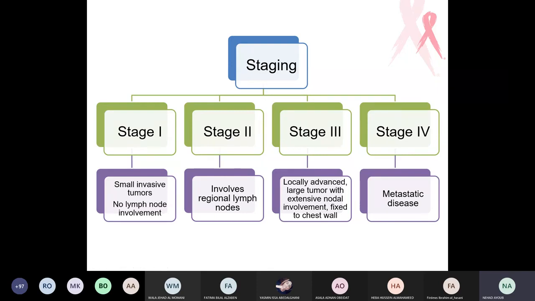To treat a patient, or to come up with a pharmaceutical care plan for a patient with breast cancer, we must know the TNM stage. We must know whether this is in situ or invasive. If invasive, what stage: metastatic, local, or locally advanced. We need to know all this information along with the molecular subtype that we talked about last time.